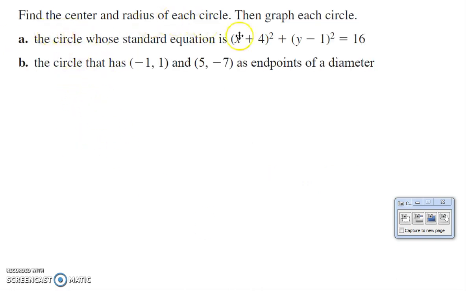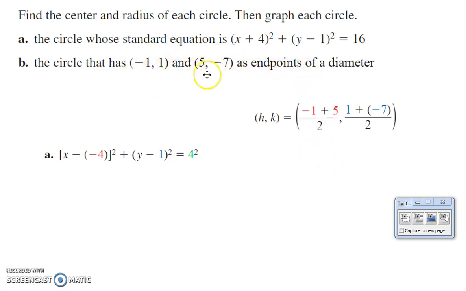Okay, find the center and the radius of each circle, then graph each circle. So if we have a circle whose standard equation is this, the center is basically given to us in here. Now remember that formula is x minus something. So that's minus -4 makes that a plus. So we have here the center at (-4, 1).